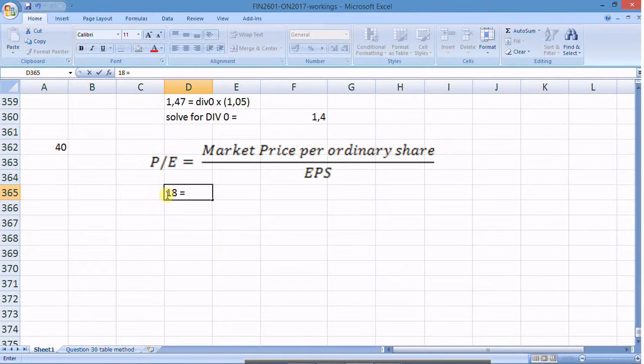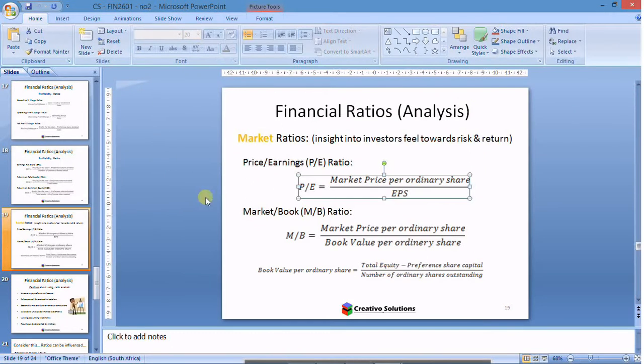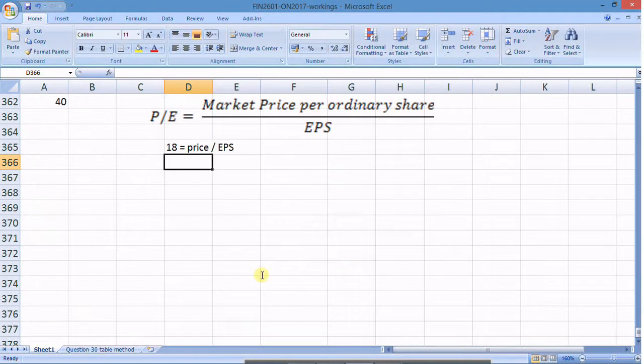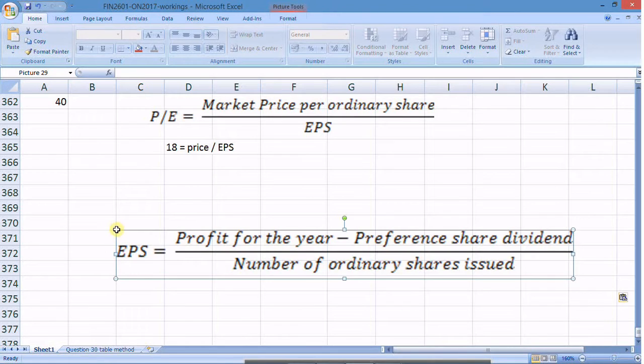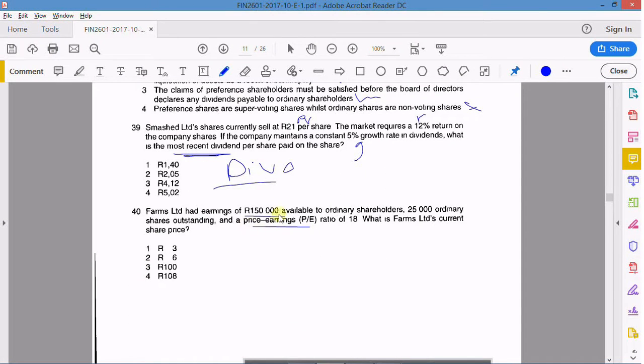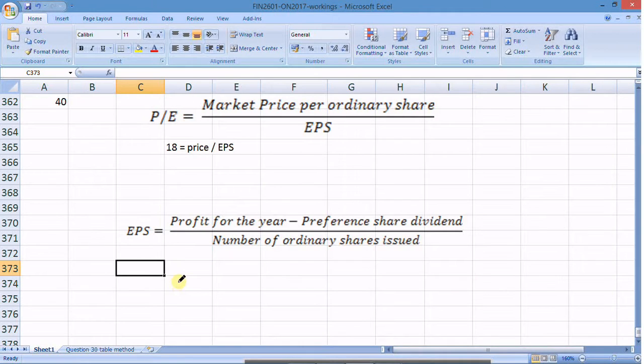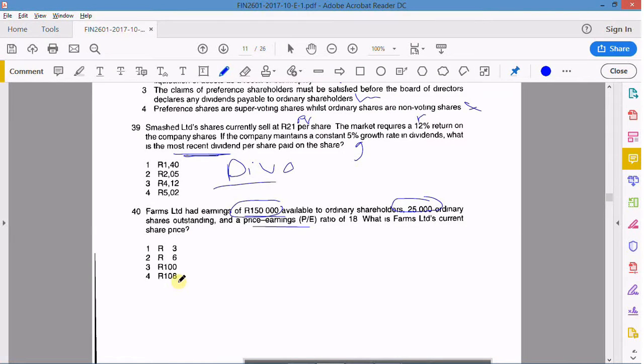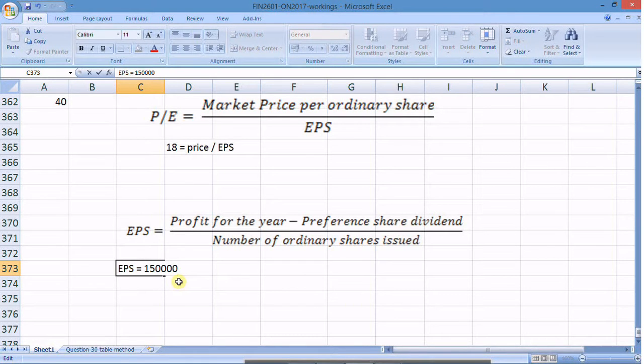So 18 equals, they want to know what the market price is. So I won't know what the price is, divided by EPS. Okay, EPS, I need a formula for EPS as well. Let's get that. There's EPS, copy paste. Okay, so I need to get EPS. Earnings available 150,000 and 25,000 ordinary shares. Okay, so EPS is 150,000 divided by 25,000 shares. Make sense? Yes. Six. Okay, so then that goes here.